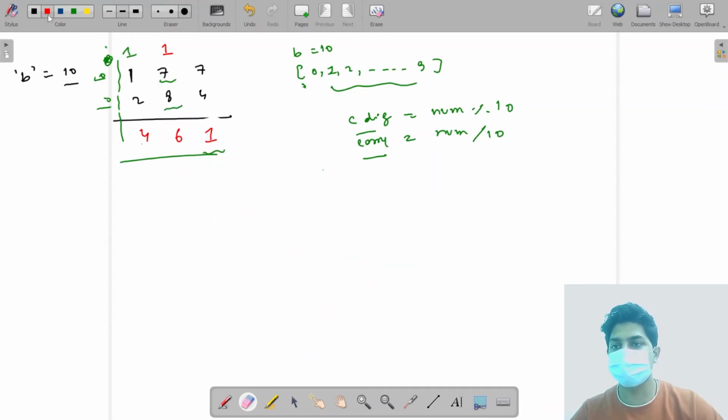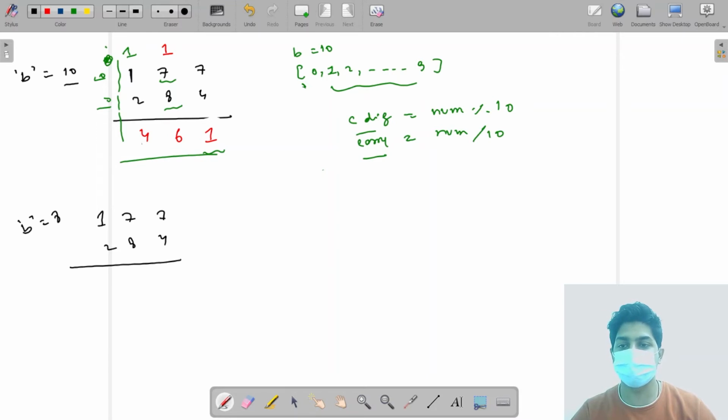Let's suppose the numbers given to us are 177 and 284, and the base given to us is 8. So now let's perform the addition. Let's write something first. B is equal to 8, so the numbers allowed will be 0, 1, 2, 3 up to 7. These numbers are allowed to us.